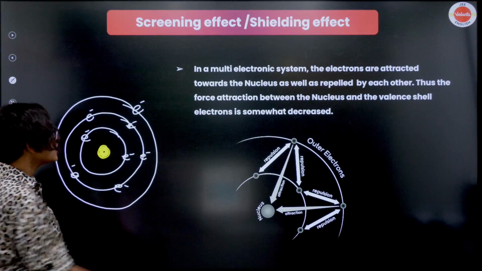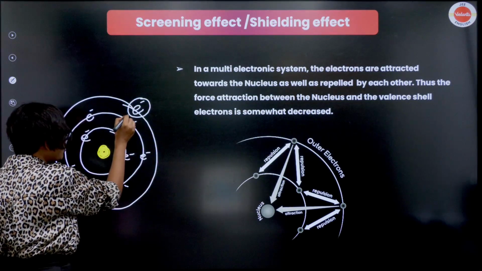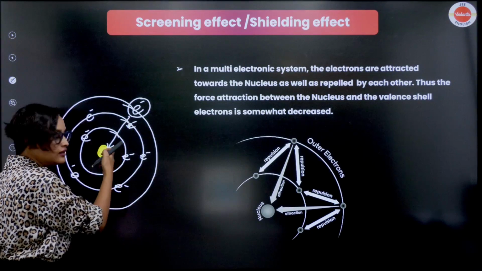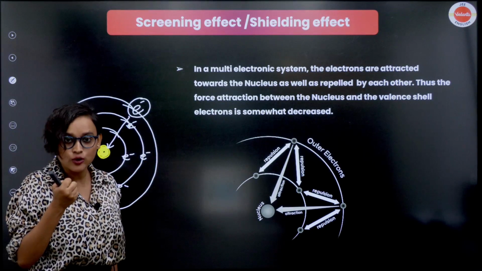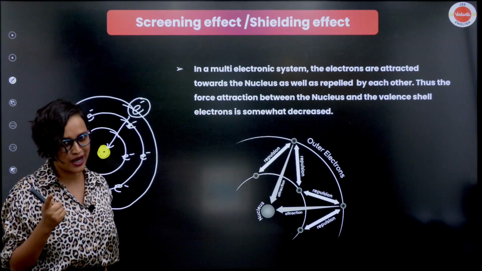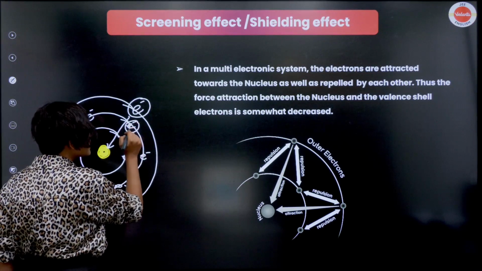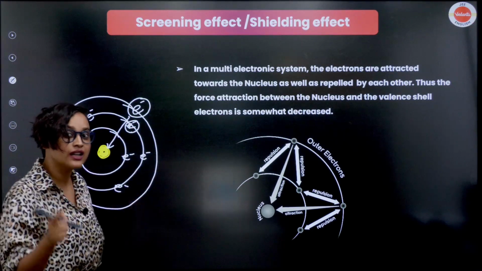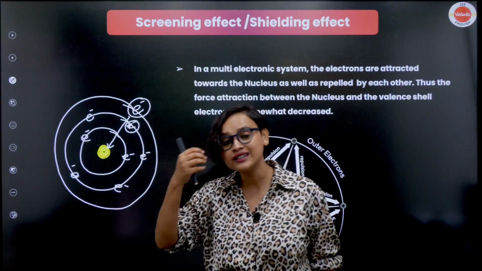Yes? So now this electron is supposed to be pulled in by the nucleus, centripetal force and structure of atom, if you remember. The nucleus is supposed to pull the electron closer to it, correct? But there is another negative charge here. Like charges repel like charges. Unlike charges attract each other.